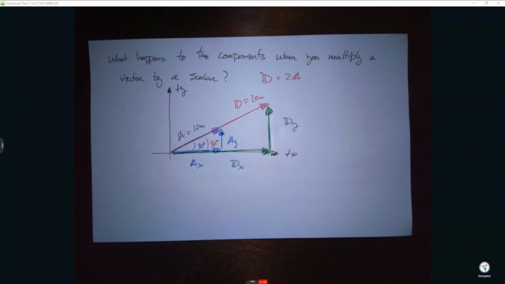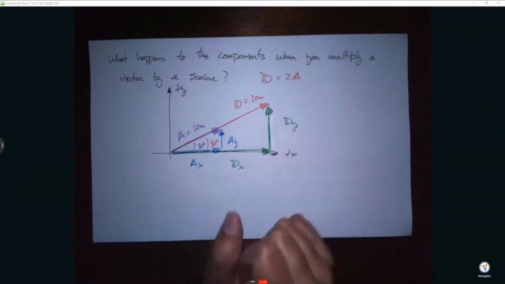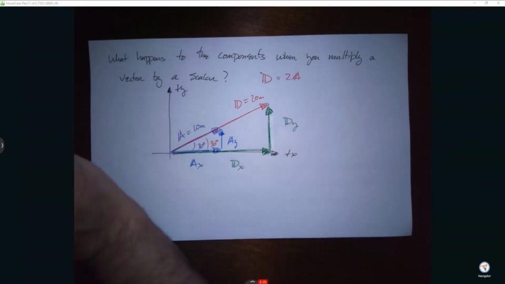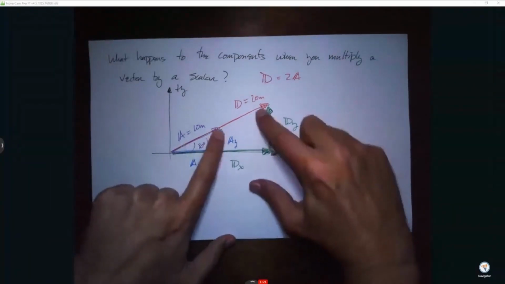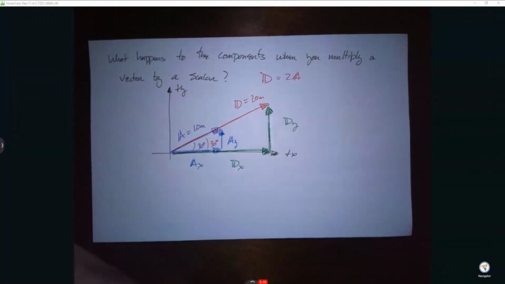It is the same direction. There are different magnitudes, but what about the triangles? How are our component triangles related to one another? Yeah, all the corresponding angles are the same. These are 30s, these are 90s, these would be 60s.